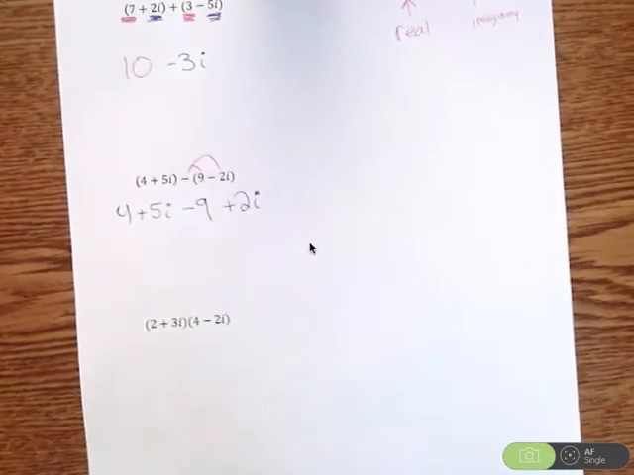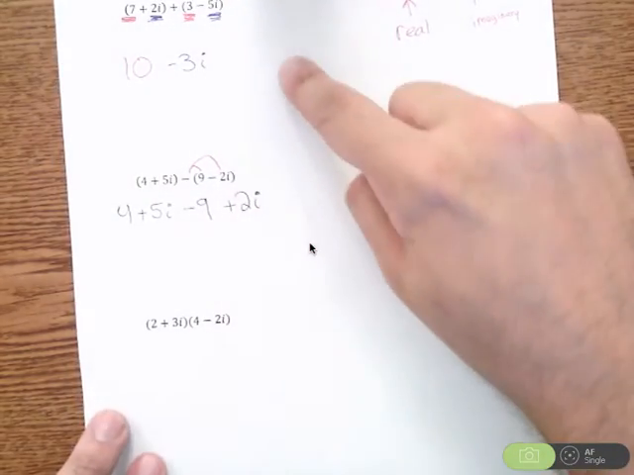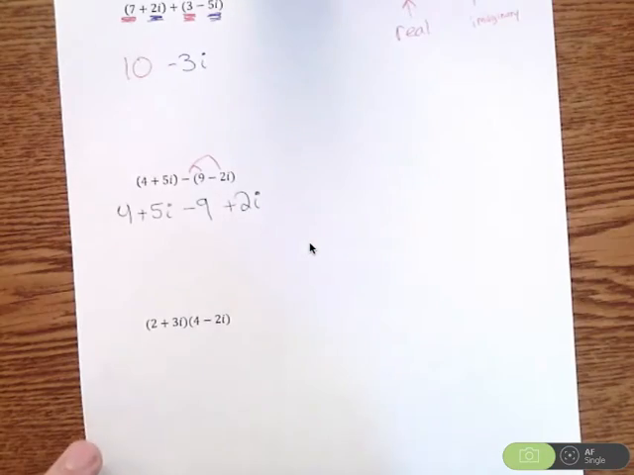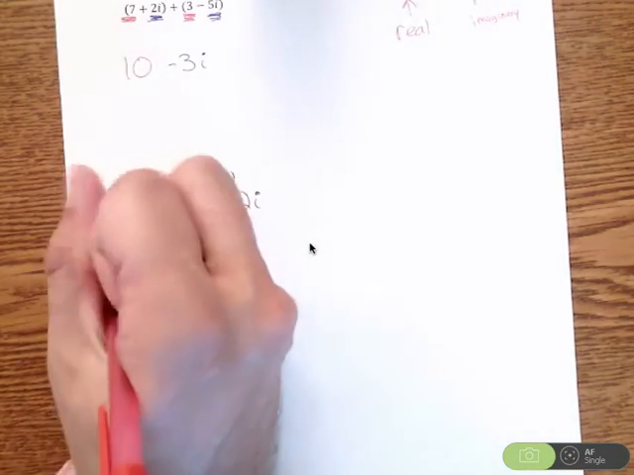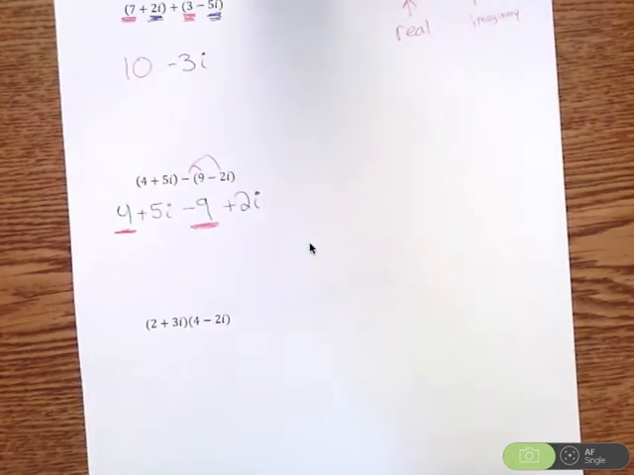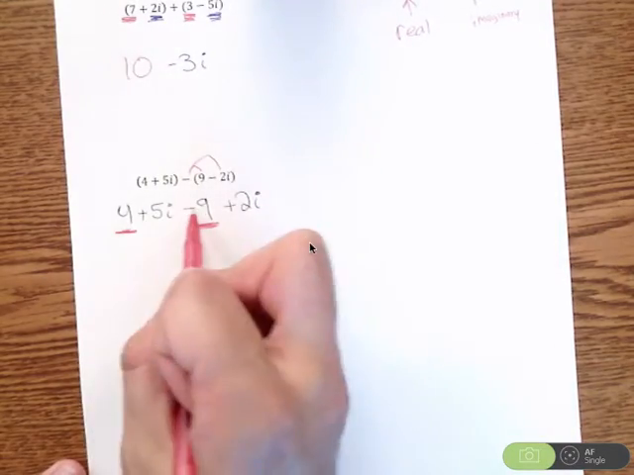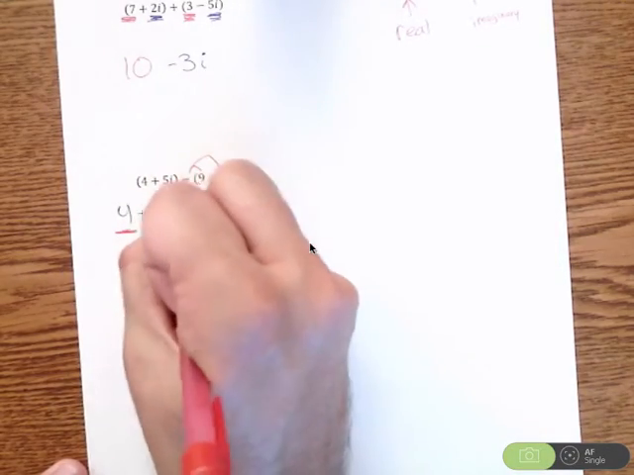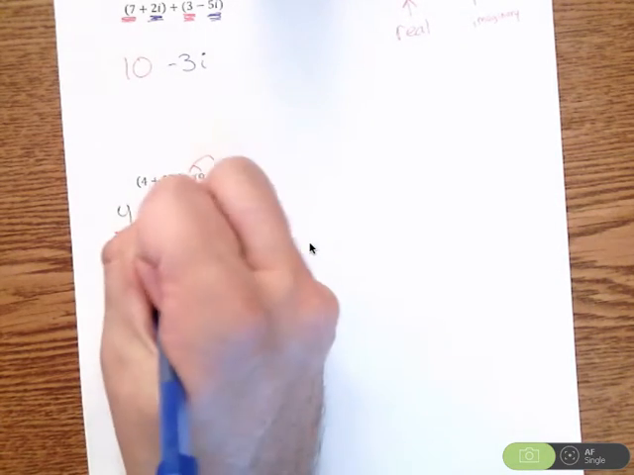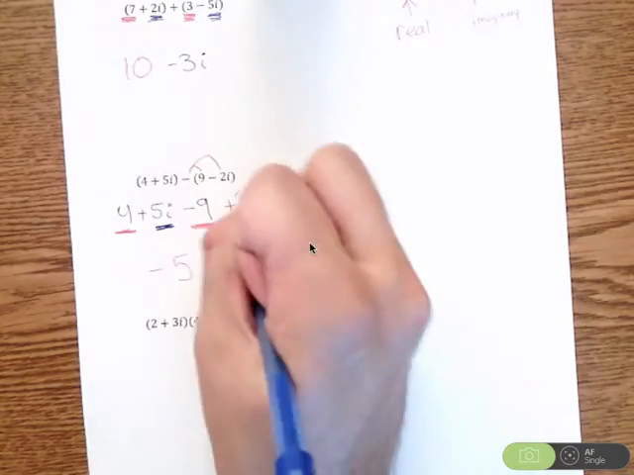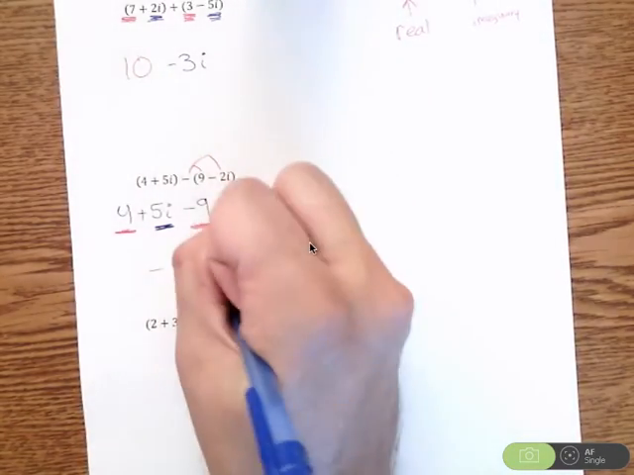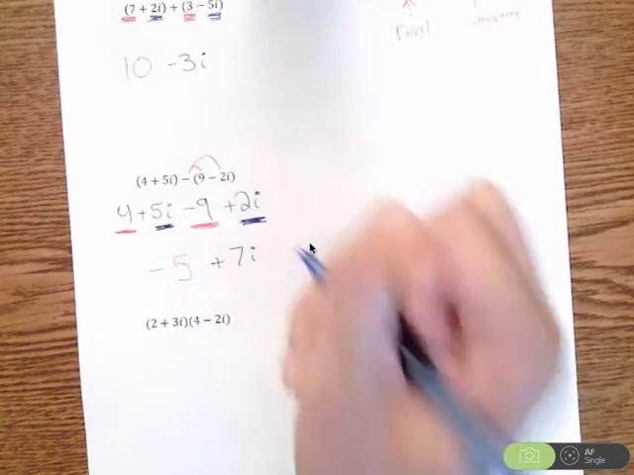Once you distribute that negative through, we're just going back to what we did in this first problem. We're essentially combining like terms with the real and imaginary. So my real number 4 and my real number negative 9, we can combine those together. So 4 minus negative 9 is negative 5. And then going with the imaginary part, I have 5i plus 2i. 5i plus 2i is 7i.